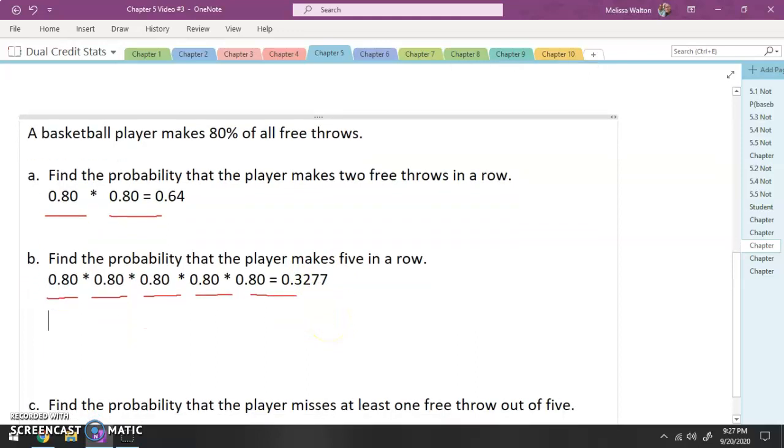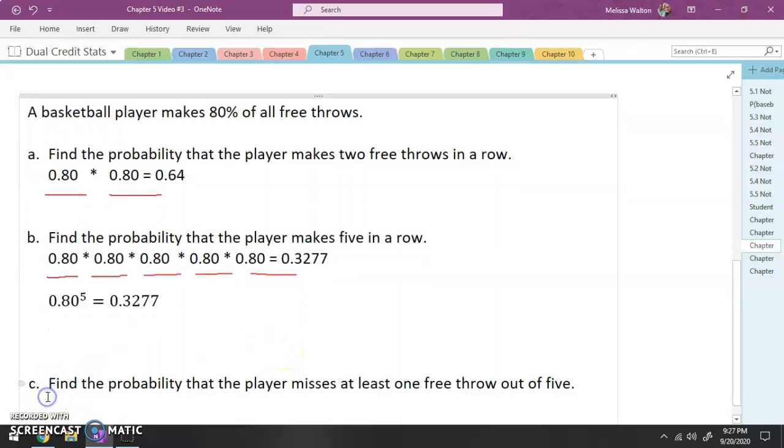So looking at this, just to remind you guys of some notation from middle school and high school, 80% to the 5th power is another way to write 80% times 80% 5 times. And you should have the exact same answer of 0.32.